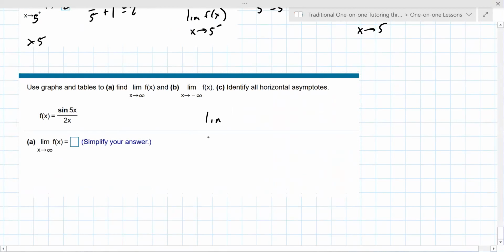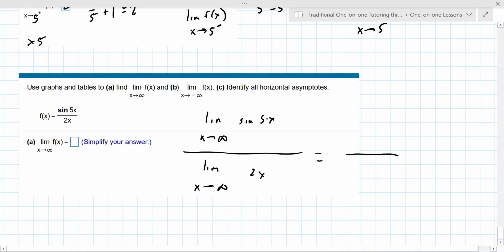You can say, okay, what's the limit as x approaches infinity of sine 5x? And what's the limit as x approaches infinity of 2x? And then divide the results. So do you know either of these values? Do you know what sine of 5x does at infinity or what 2x does at infinity? No. So the graph of 2x just goes up forever. So at infinity, it's infinity because it goes up forever.